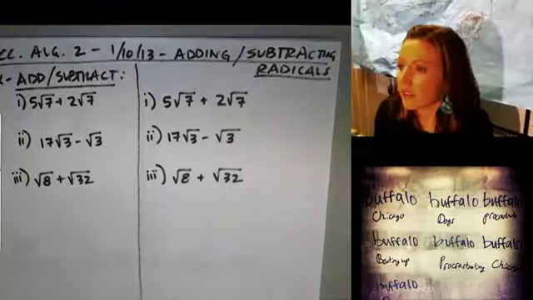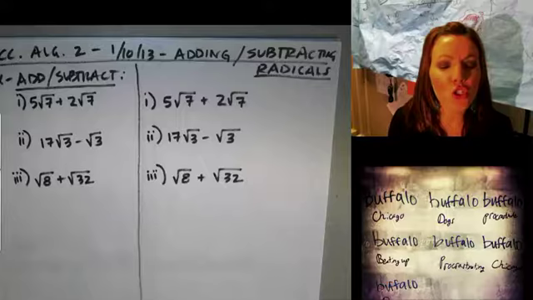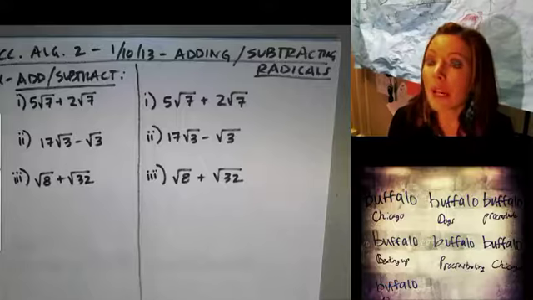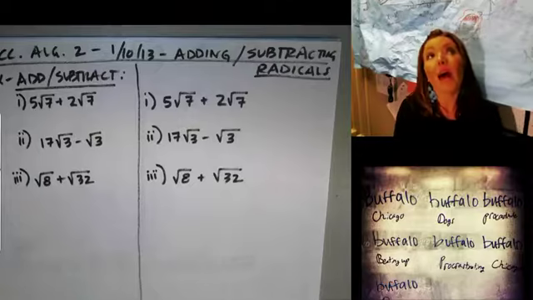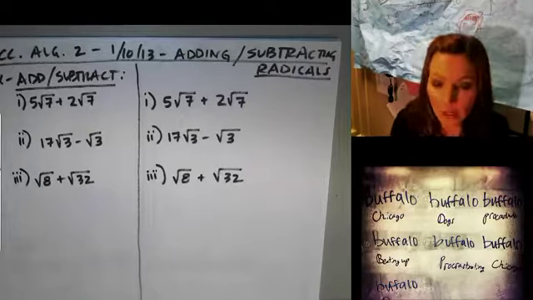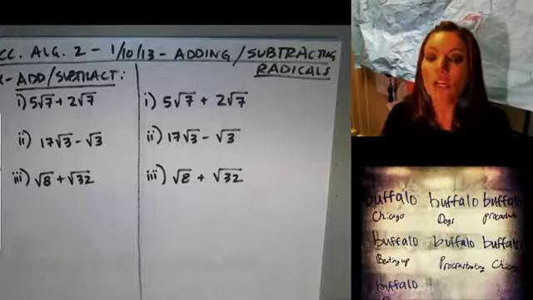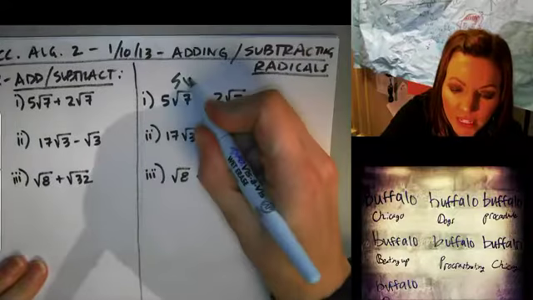Okay, here we are. Today we are talking about adding and subtracting radicals. So far we have looked at perfect roots, we have looked at simplifying radicals, and now we are moving into this other piece. So, if I ask you guys what 5x plus 2x is, it's what?